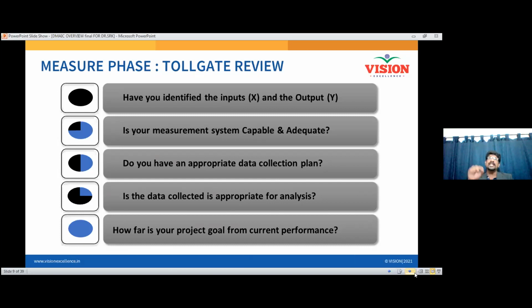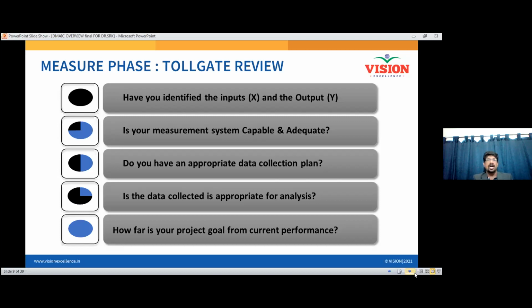Actually, in the project charter we have a column called project goal. In the project charter slide, I showed you a template. There we have a small box called the project goal. So we fix a project goal. It may be quite tentative. So we will check our current performance against the project goal.